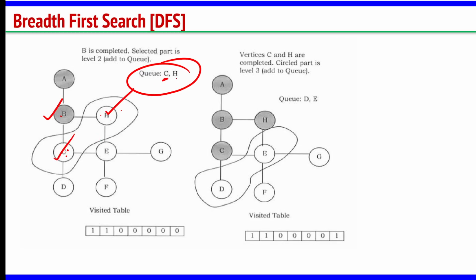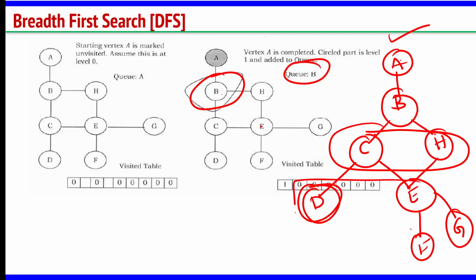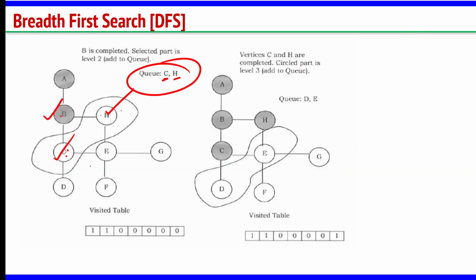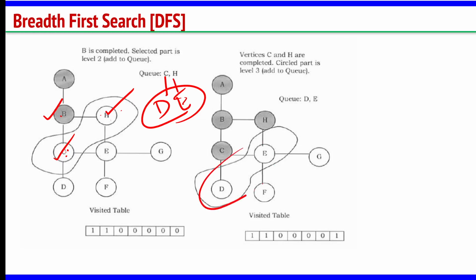After visiting C and H, which are all the children of C? See this diagram. These two are in the same level, D and E, right? C's child is D, and H's child is E. So, this is common. D, E are the same level. So, these two I have to visit.